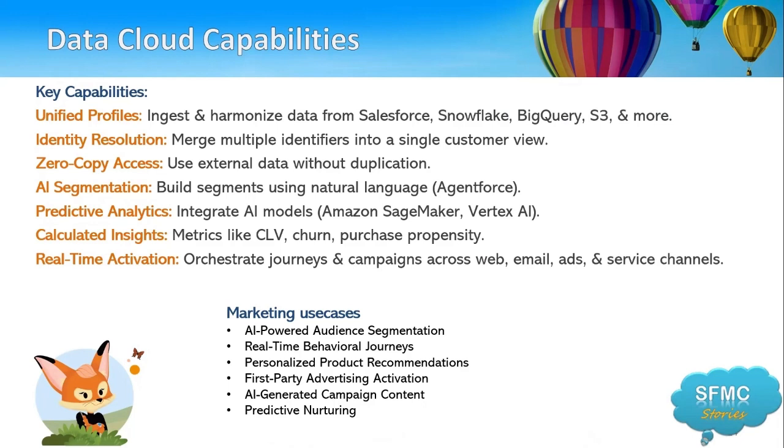And some of the marketing use cases that you can think of are AI powered audience segmentation, real time behavioral journey, personalized product recommendation, first party advertising activation, AI generated campaign content, and predictive nurturing. Most of the things are easily understandable, so I'll not go deep into explaining each and every use case. But by the end of this series, you might be able to understand what these particular use cases are all about.